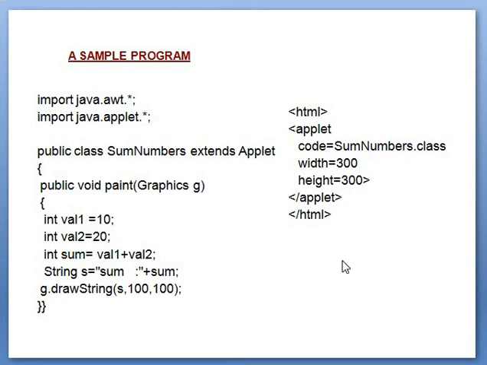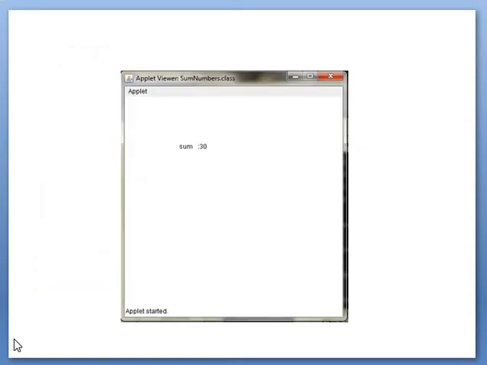So you will be saving this HTML file under another name with the extension .html and using a browser, Netscape Navigator browser, or Applet viewer to display the output. So this is the output. Here we have used Applet viewer.